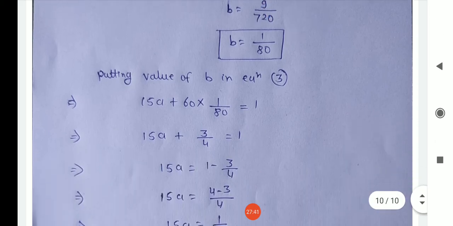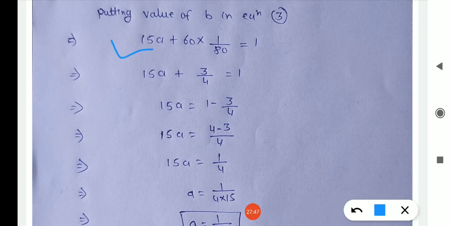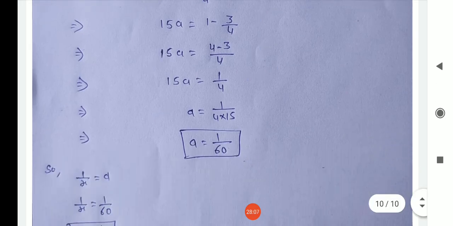We put this value of b in equation third, we get the value of a. So 15a plus 60 into b, it means 60 into 1 upon 80, equal 1. So 15a equal 1 minus 3 upon 4. We take LCM as 4, so 4 minus 3 we get 1 upon 4. Simply a equal 1 upon 60.